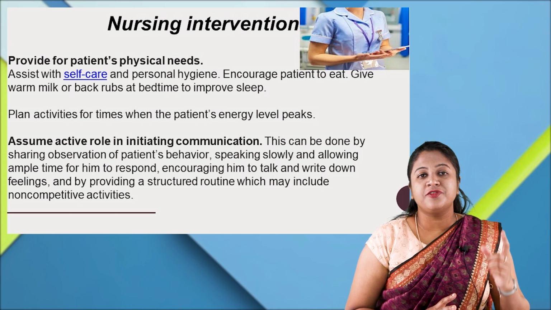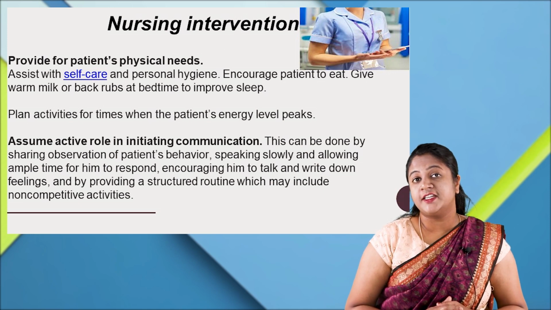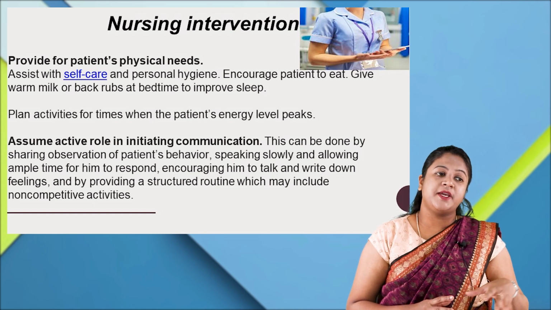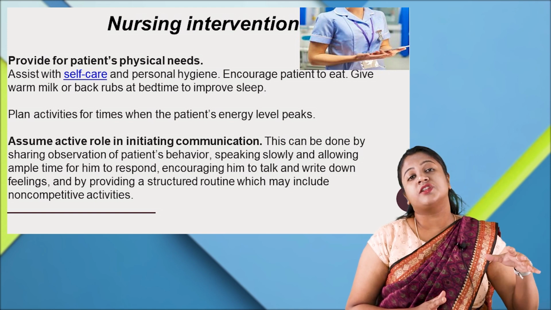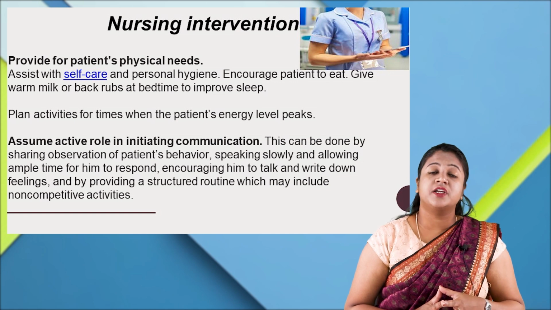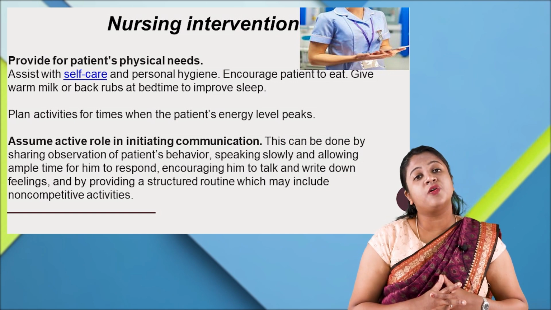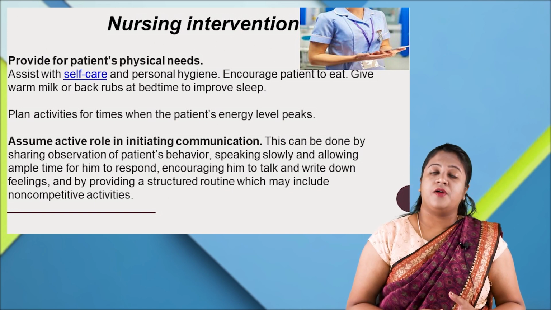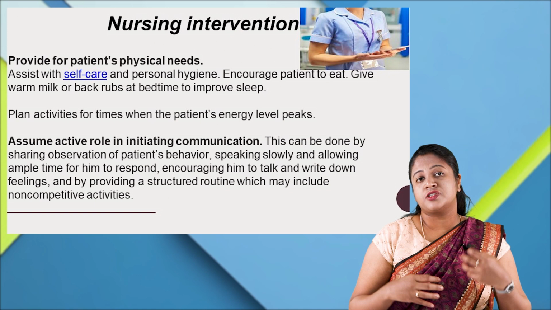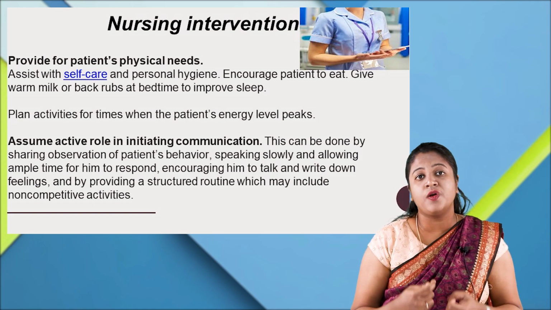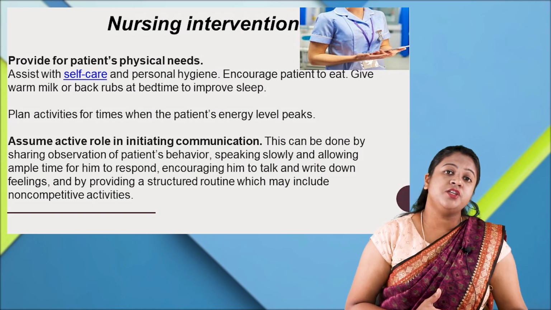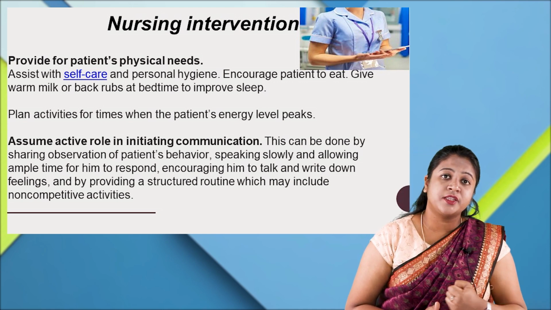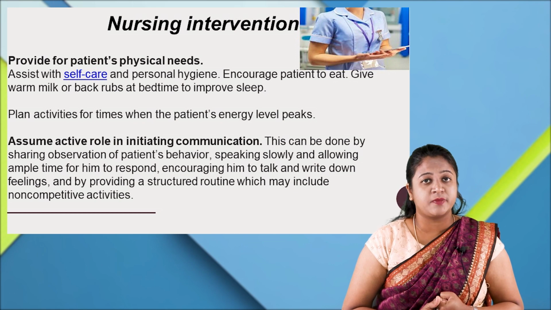First one is you have to provide for the patient's physical needs. So the first thing you're going to do is assist the client in meeting the basic self-care needs, personal needs of the client, personal hygiene. All these you're going to assist the client with, because the client is having anhedonia or avolition, and is not motivated by himself to go and perform the activities. You're going to always be there for the client and help him out and assist him in doing the personal hygiene as well as meeting his basic needs.